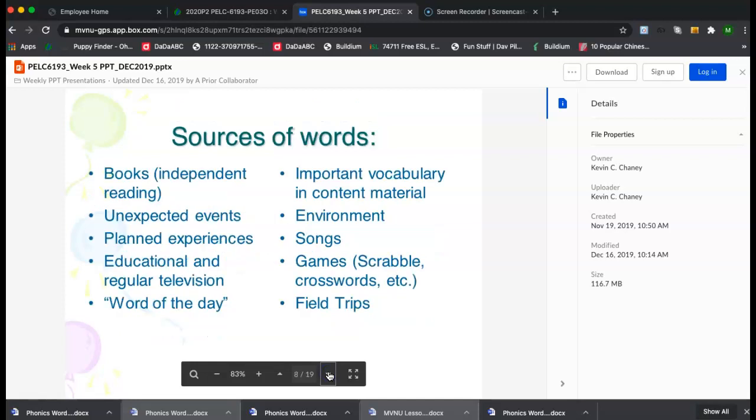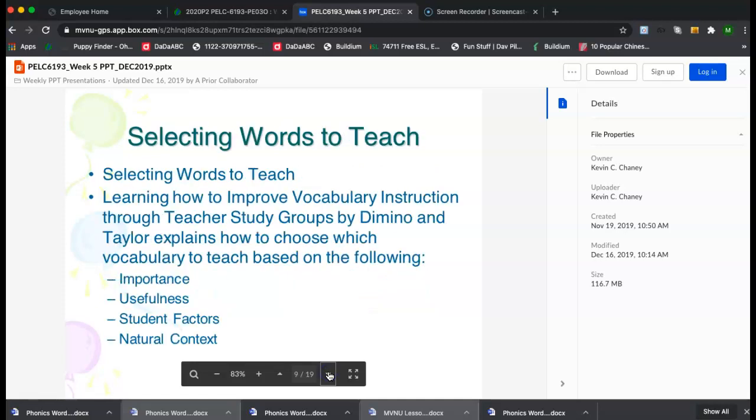Where do we get these words? Books, events, planned experiences, educational television, important vocabulary and content material, games, field trips, words of the day. Words are all around us.